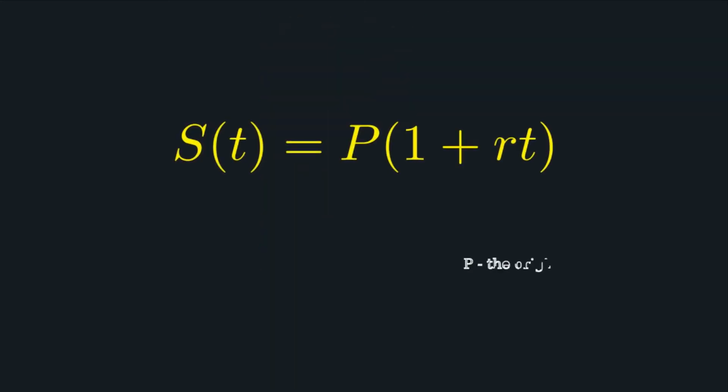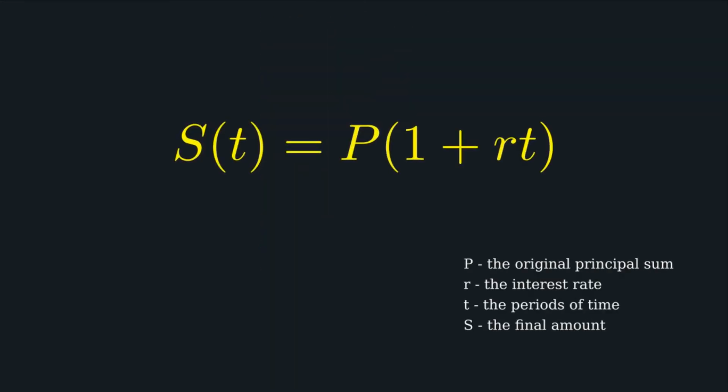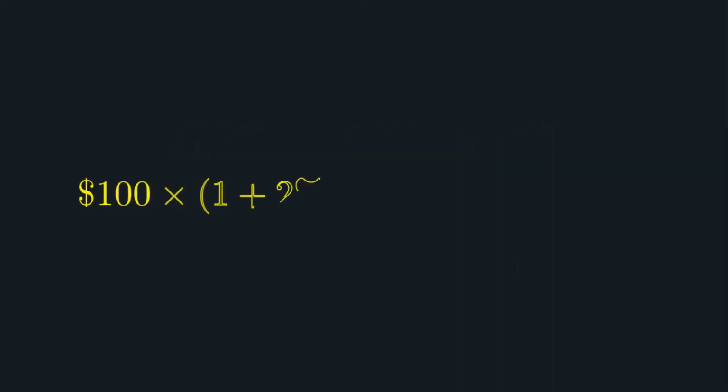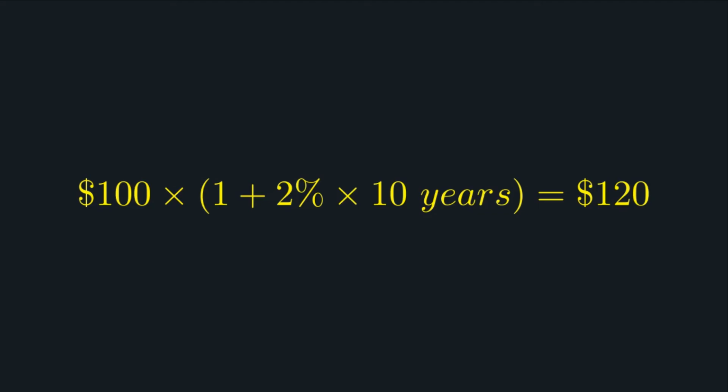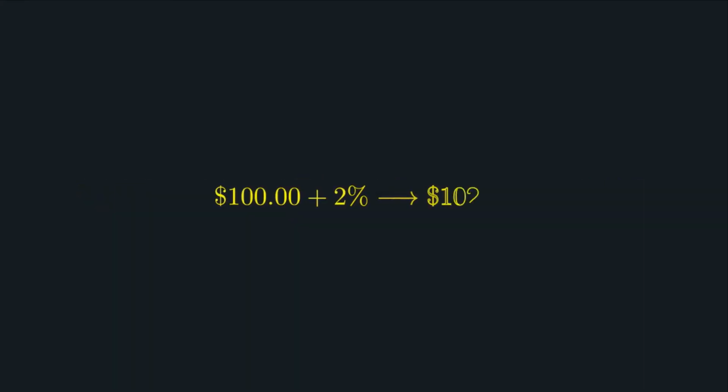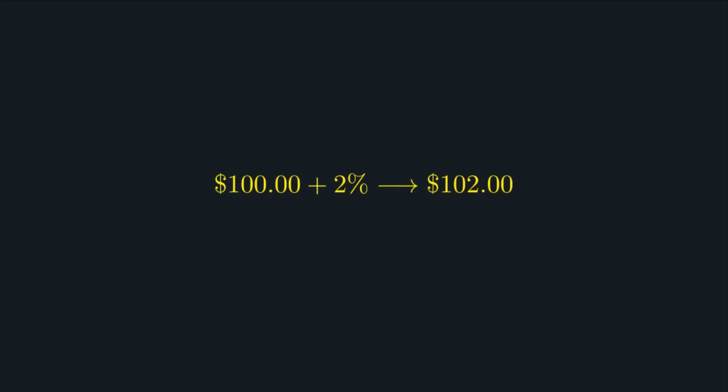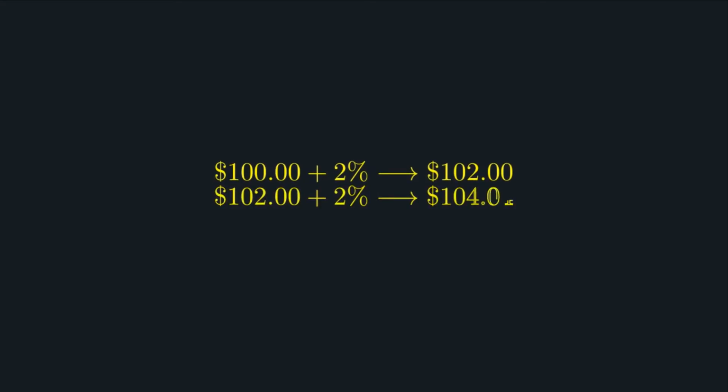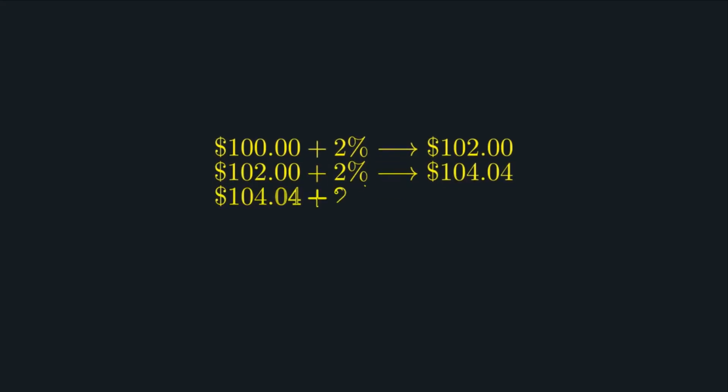The general formula looks like this. In our case, this is $120, that is, $100 of the invested amount plus 20%. Now suppose we don't withdraw the interest every year. So, in a year there will be $102 in the account.